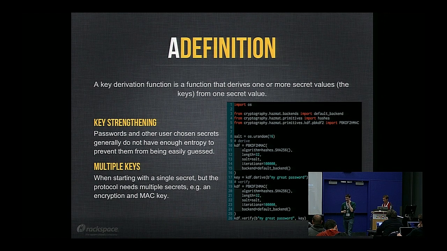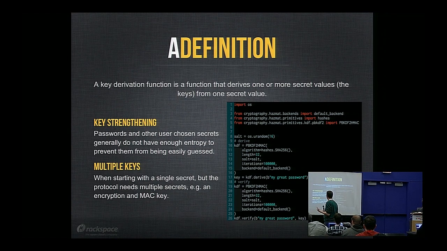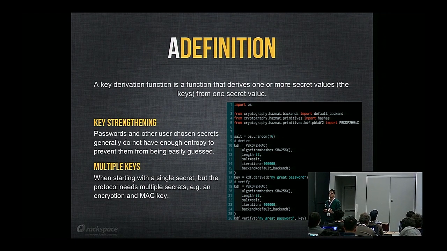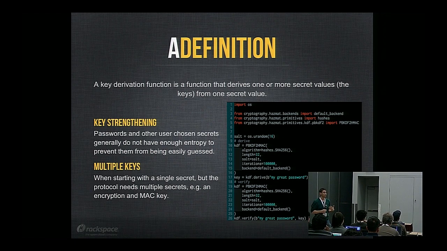So when we look at a key derivation function, fundamentally what it does is it derives one or more secret values from an existing secret value. And this can be useful in a couple of different places. One is the key strengthening point of view. If you're starting with something that's not very entropic and you need it to be a much stronger thing to be able to pass into an encryption function, you can use a key derivation function to take that weak value and make it stronger.